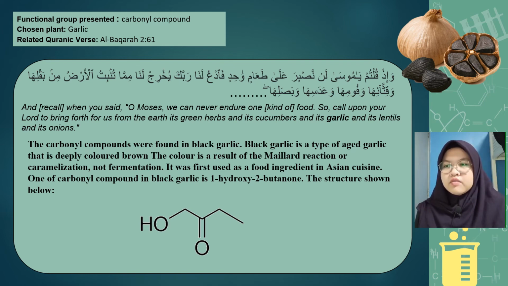The carbonyl compounds were found in black garlic. Black garlic is actually a type of aged garlic that is deeply coloured brown. The result of the colour is due to the Maillard reaction or caramelization, and it is actually not a fermentation reaction. It was first used as a food ingredient in Asian cuisine. One of the carbonyl compounds in black garlic is 1-hydroxy-2-butanone. The structure is shown below.